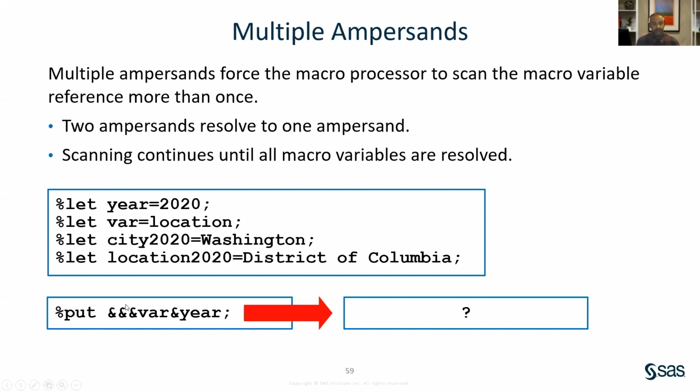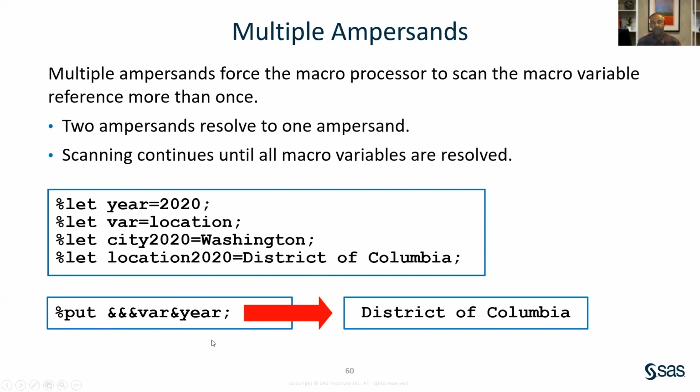This time we have 3 ampersands. The first 2 make a pair. They're reduced to 1. You keep going to the right. Ampersand var is location. It resolves to location. So far we have 1 ampersand for the 2, and ampersand var is location. So far we have ampersand location. Keep going to the right. Ampersand year becomes 2020. And the reference you're left with after the first scan is ampersand location2020. And that is a legitimate macro variable reference, which resolves to District of Columbia.